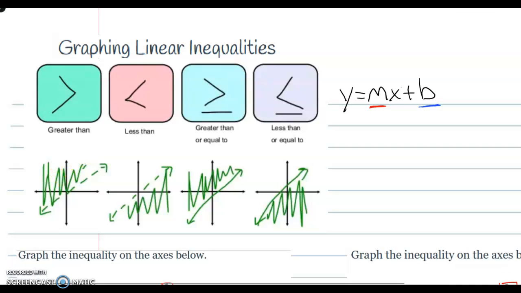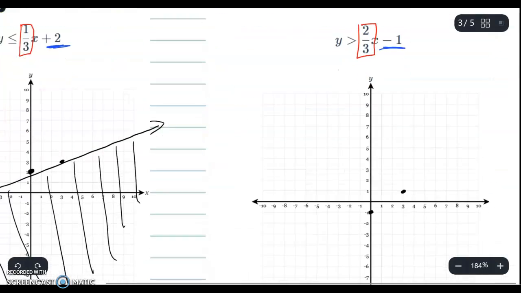So on the greater than and less than without equal to, dash line. On the equal to, solid line. If it's greater than, shade above. If it's less than, shade below. So on this one it's a greater than. I'm going to use a dash line and shade above.